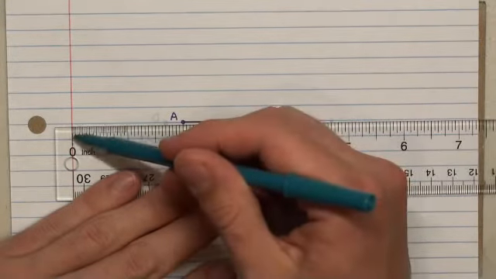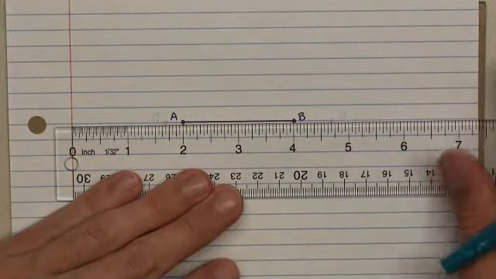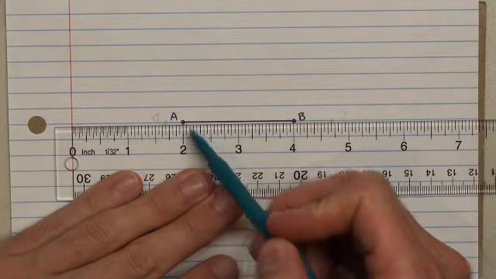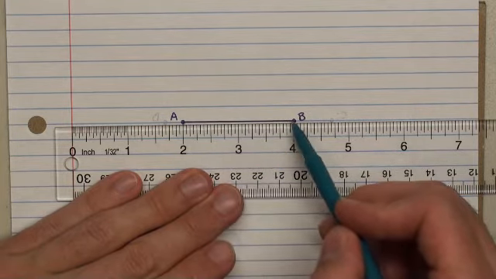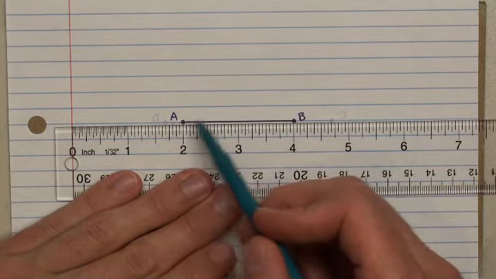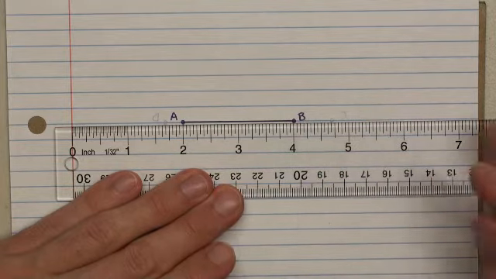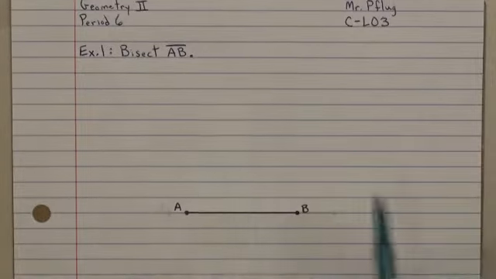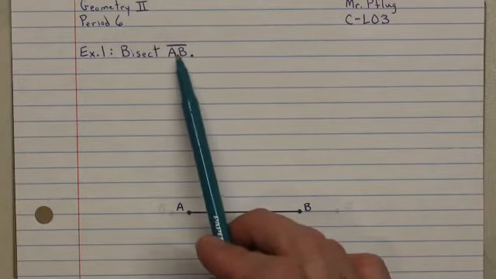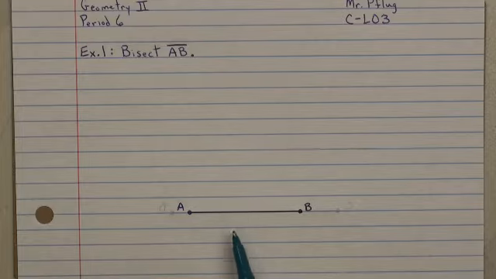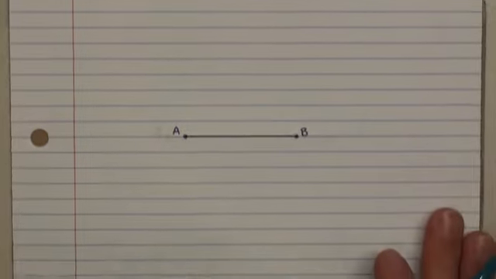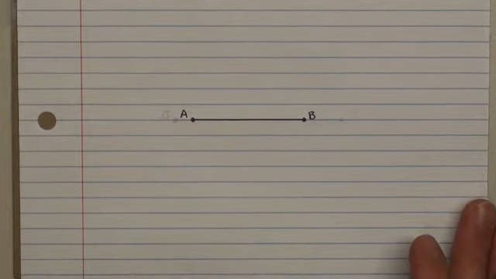So line the 0 up with the left margin and make a dot 2 inches in and 4 inches in. And then connect those 2 dots with a line, and label the left endpoint A and the right endpoint B. Okay? This is the given line segment AB. So our task is to bisect line segment AB, using constructions. So let's follow the directions and see how we're going to do this.